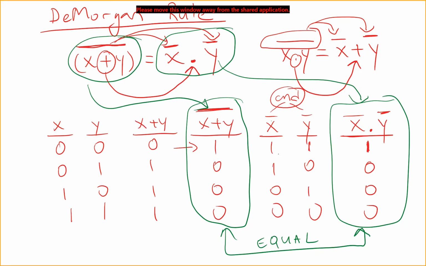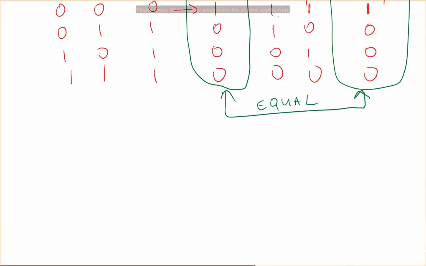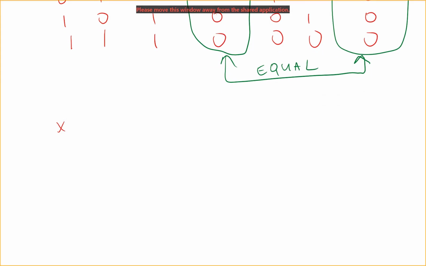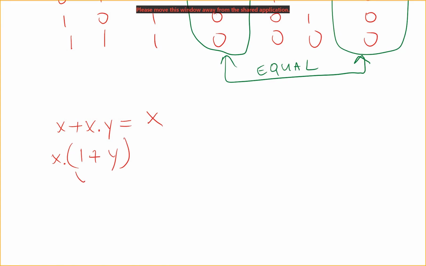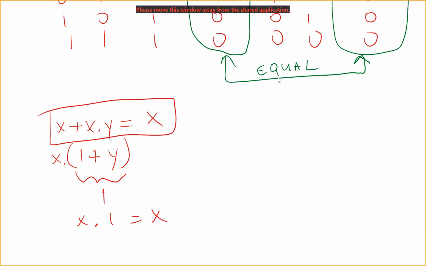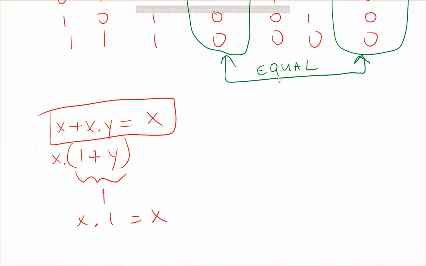Similarly, you can also use the same truth table approach to prove this property, right? So another property is, given a variable x, x or x and y is equal to x. So how do I prove this? If I take this x out, this will be x and (1 or y). So 1 or y is 1. So x and 1 will give me x, right? So this was another property of Boolean algebra.